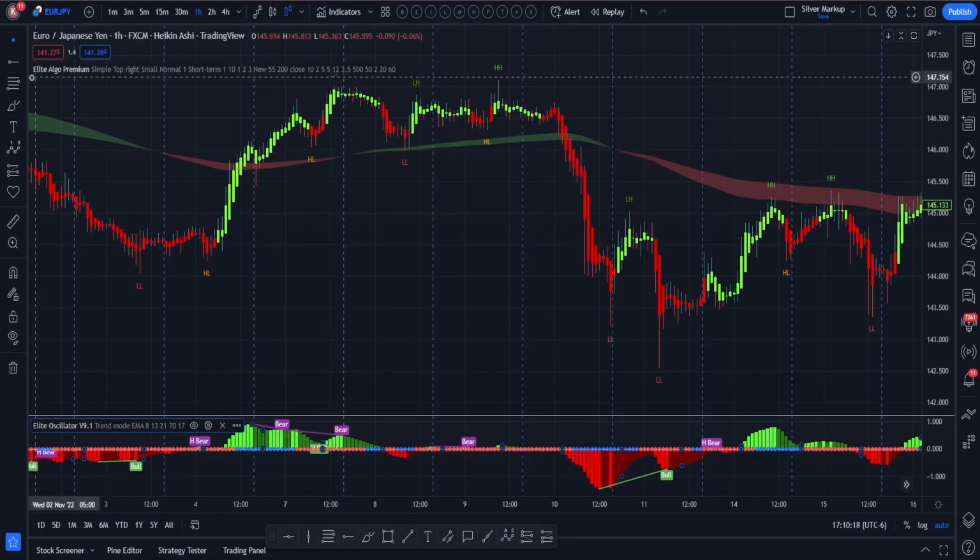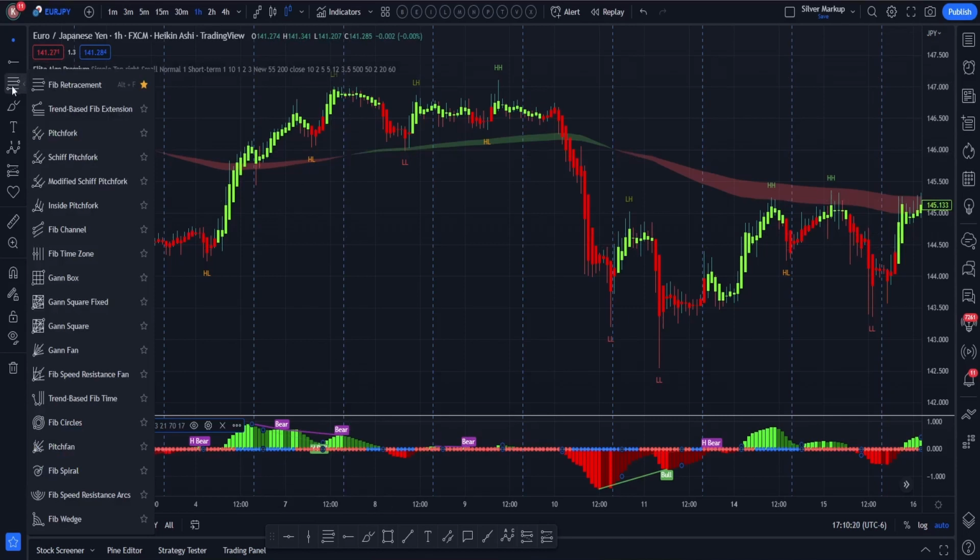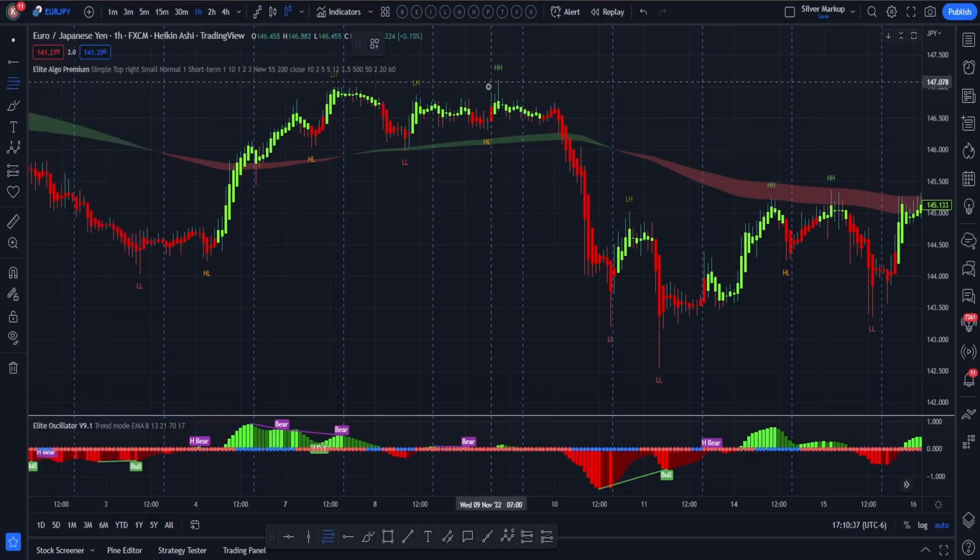Now, obviously, if you don't know what Fibonacci is, I have a separate video that I'll link to where you can see what Fibonacci is and how to use it. But I'm going to show you really simply how to put it together. Fibonacci is going to be right here, and these are basically lines or measurements that the market likes to respond from.